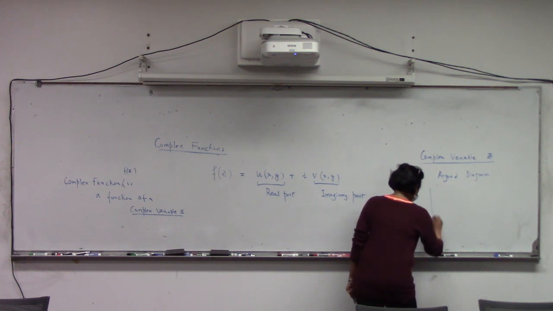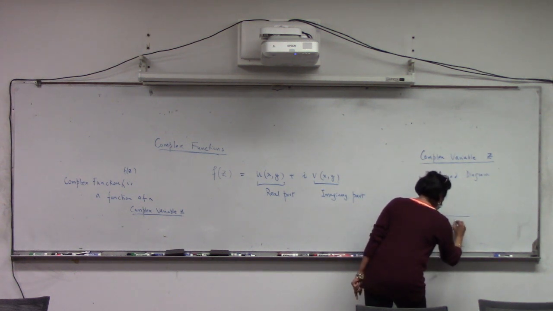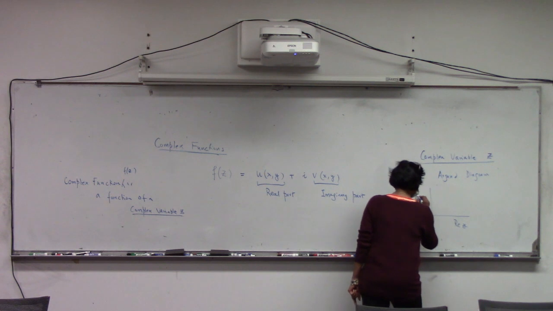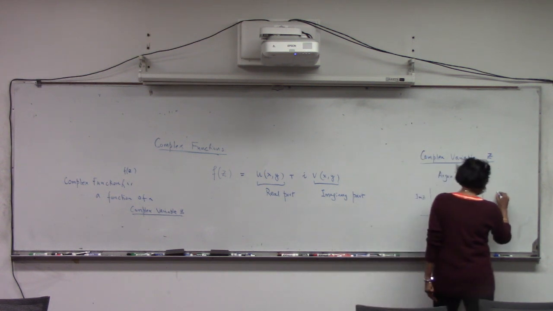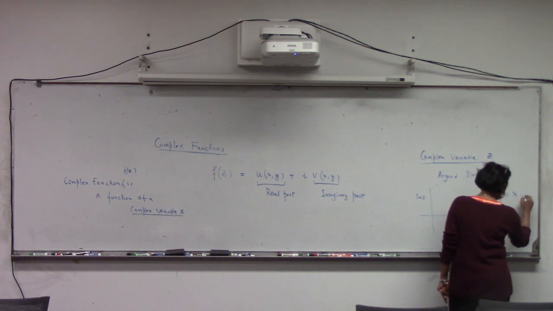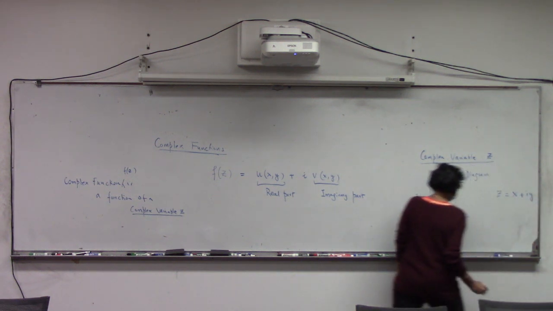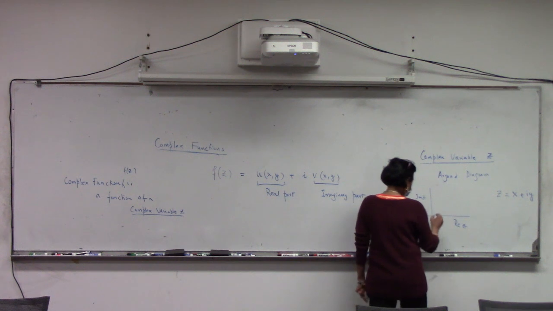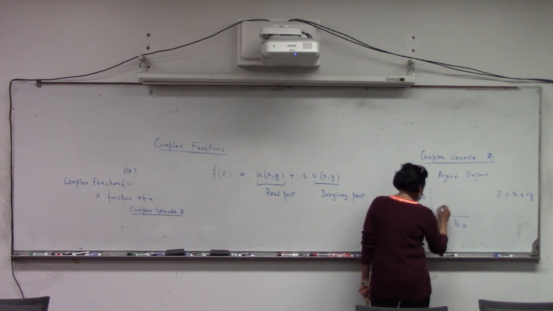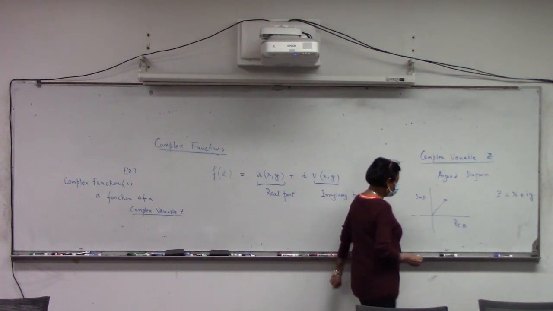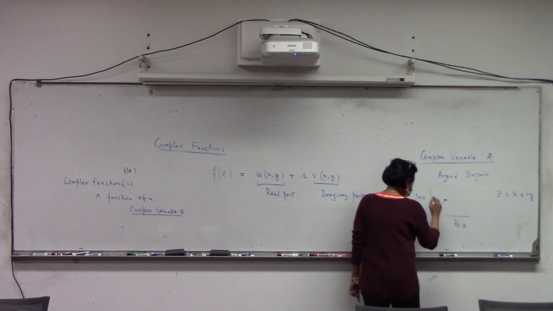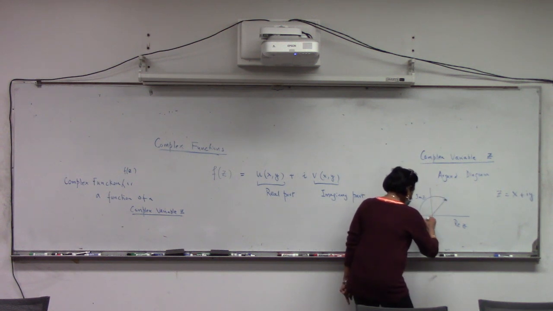It could have a real part, of course, and an imaginary part. In the Cartesian coordinate system, I would write it as x plus iy. But in general, this is a complex variable z, which has some real part and imaginary part. But I can write it as, this is how we'll be representing it all the time, okay?